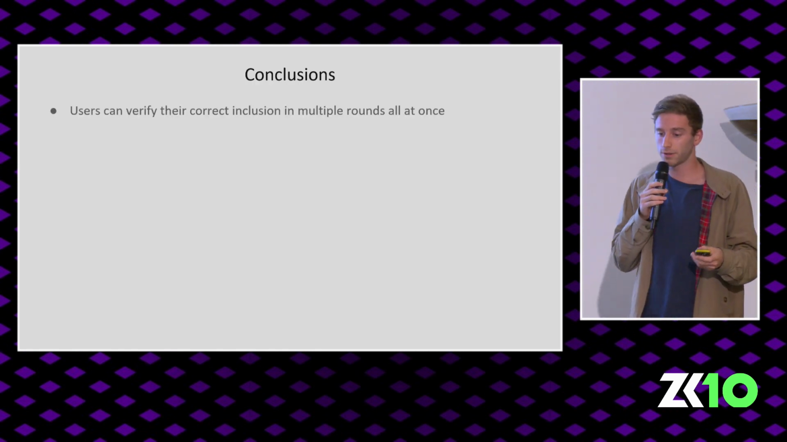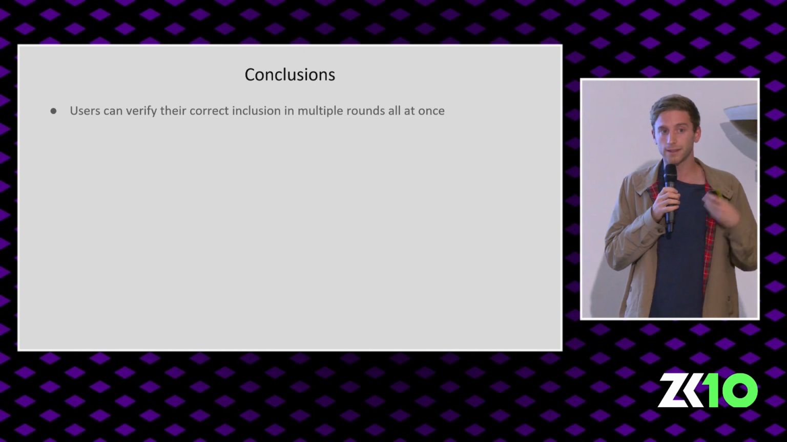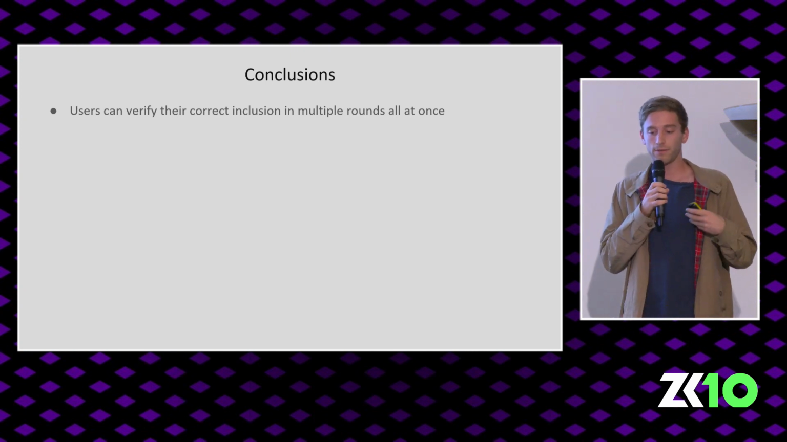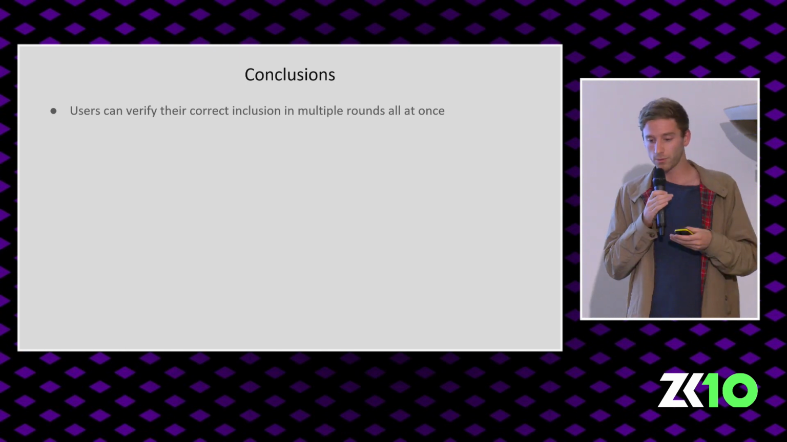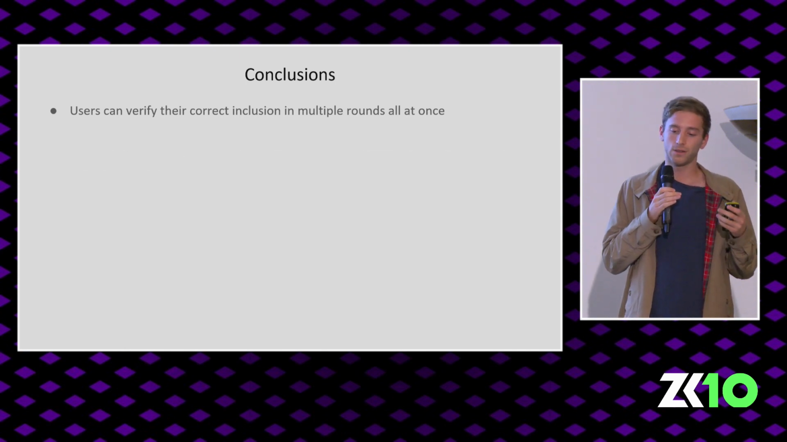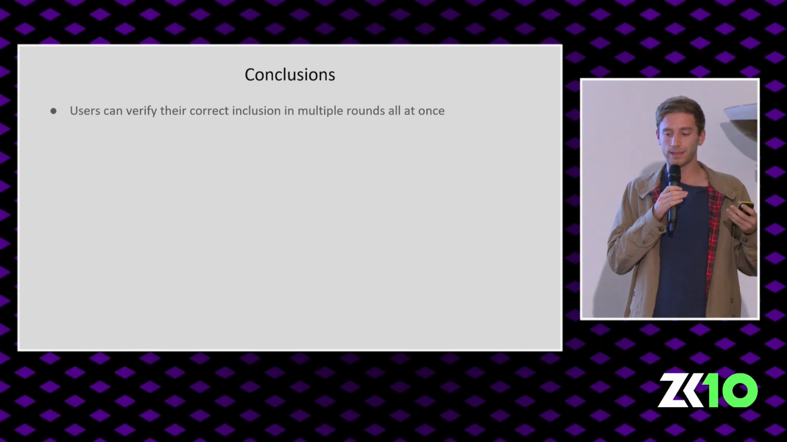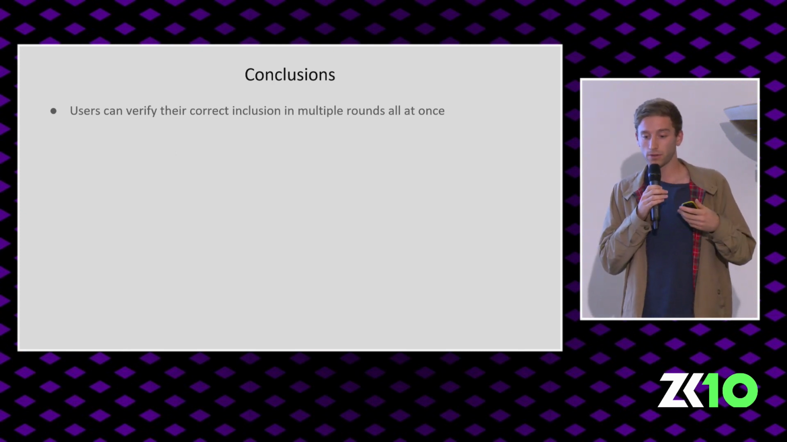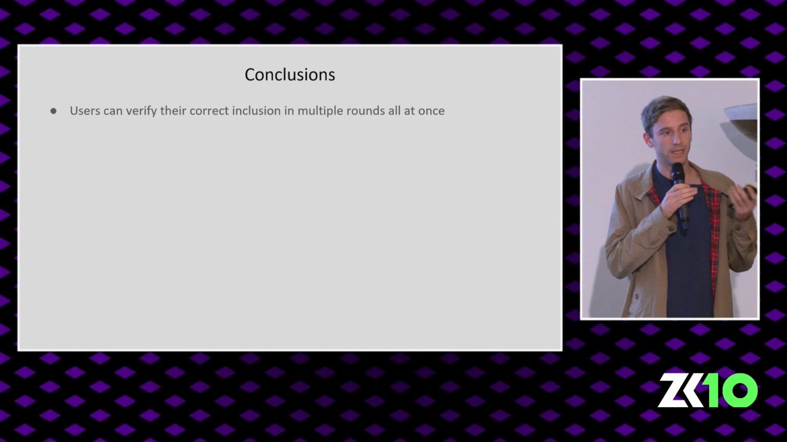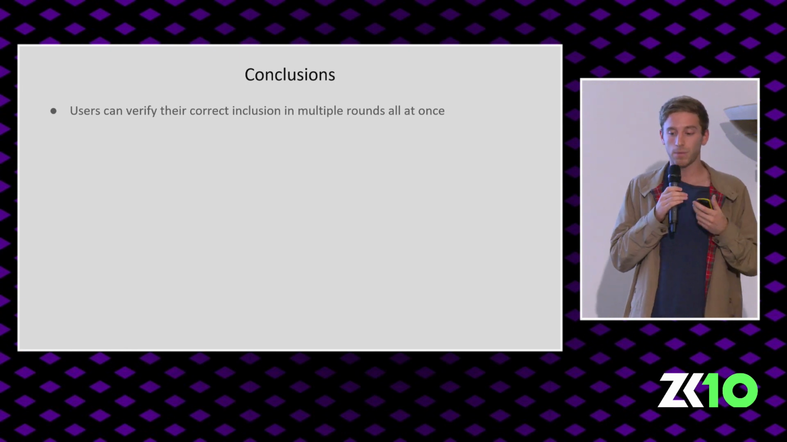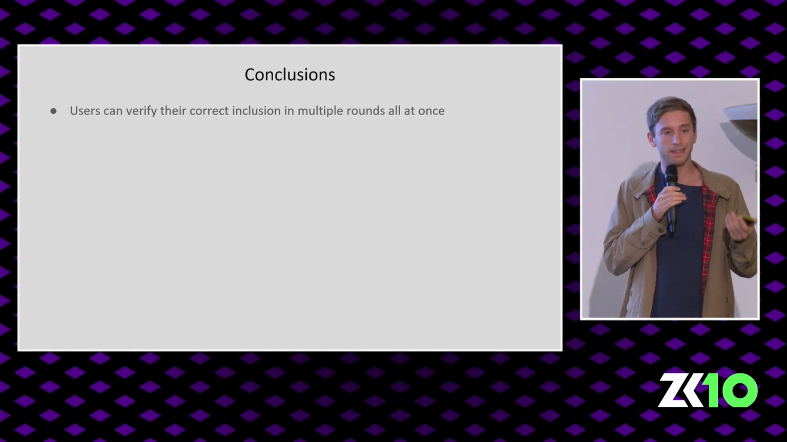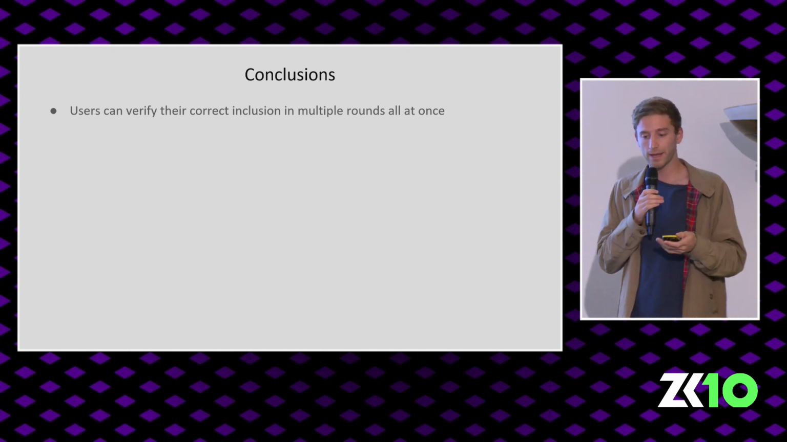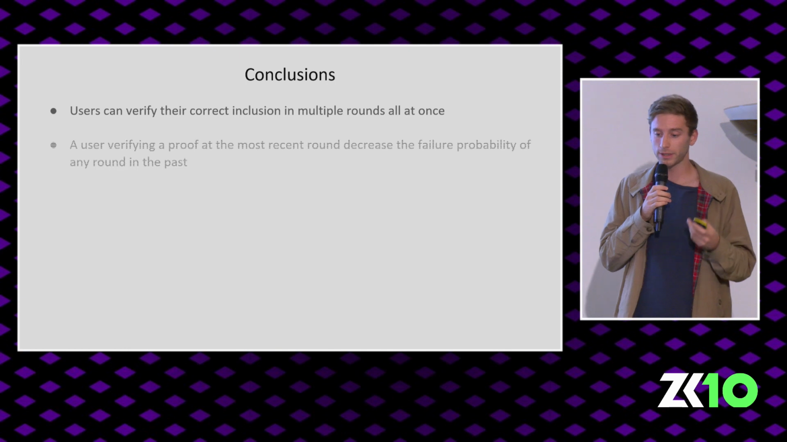So what are the conclusions of this presentation? Thanks to Nova, users can verify their correct inclusion in multiple rounds all at once. I think a more general takeaway is that Nova is not only useful for speed, for increasing the performance, but you can actually leverage this IVC characteristic to apply to your application logic.